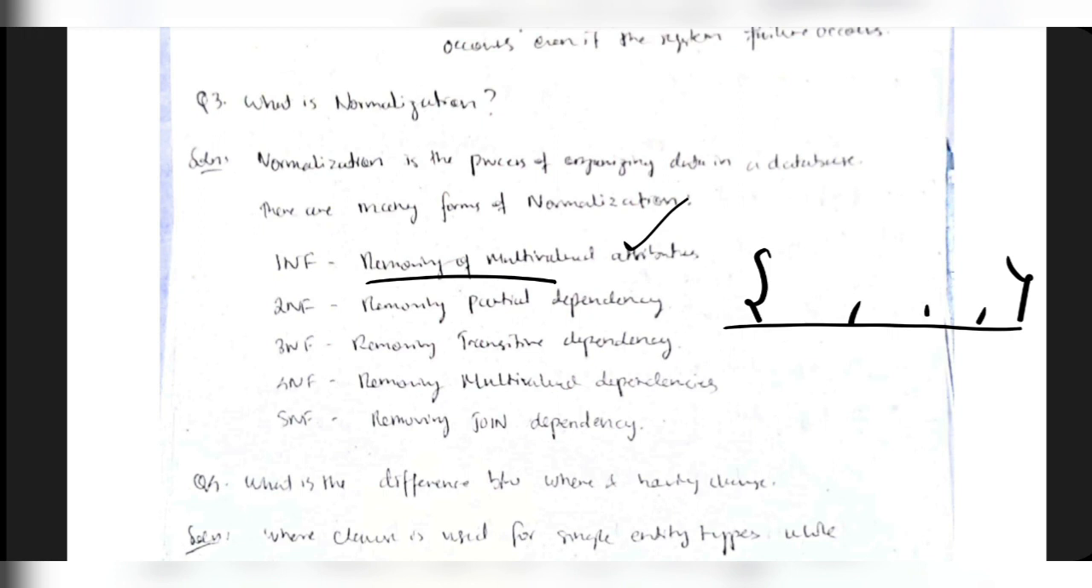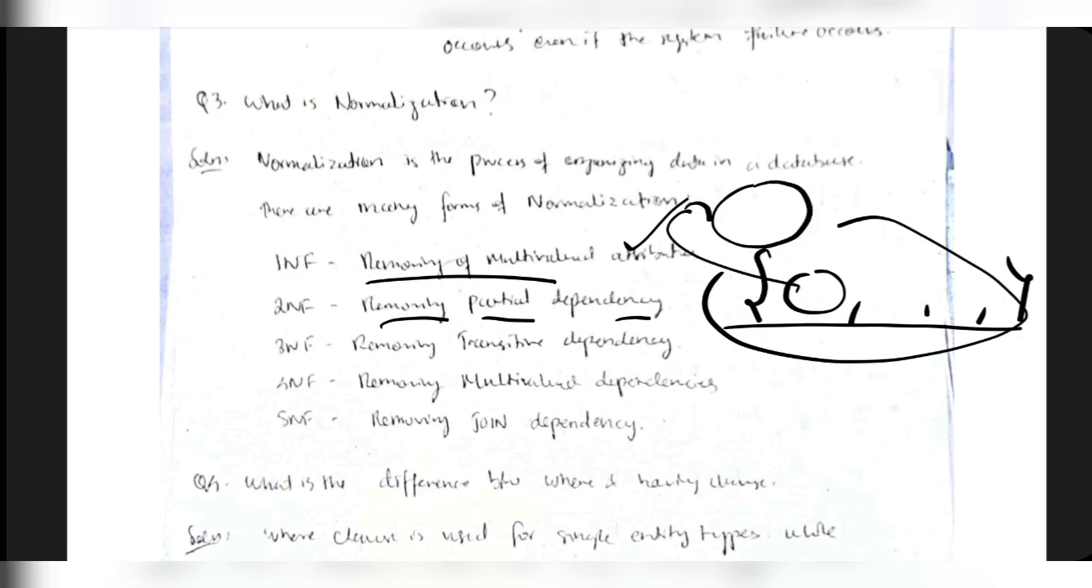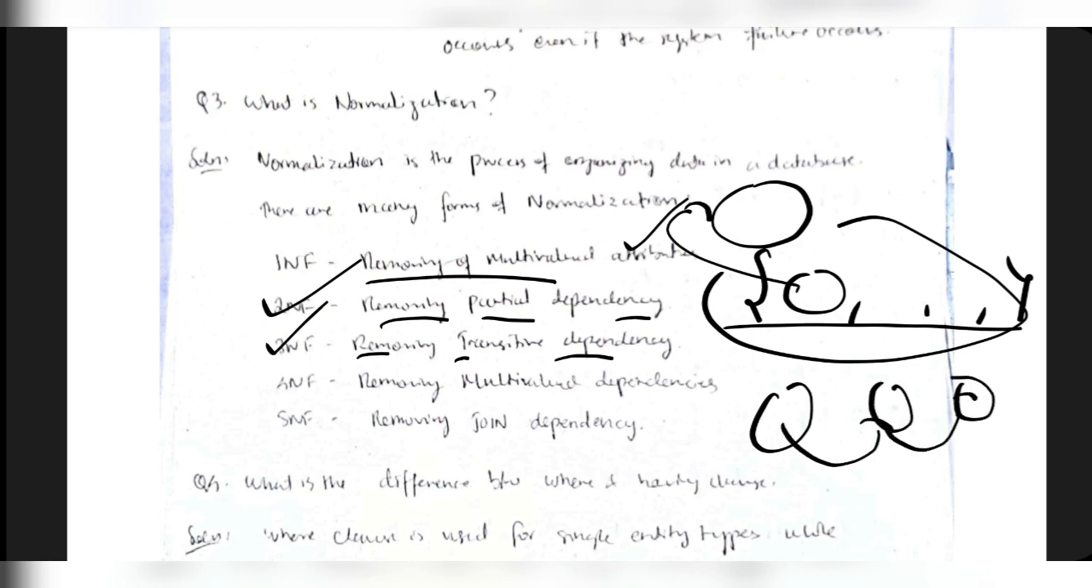And second NF, remove partial dependency. Whatever values are present in the table here should be fully dependent on the primary keys. If it's partially dependent, that is the 2NF. 3NF, remove the transitive dependency, x to y, y to z. There should be no x to y and y to z. It can be direct, but it should not form a chain like this.